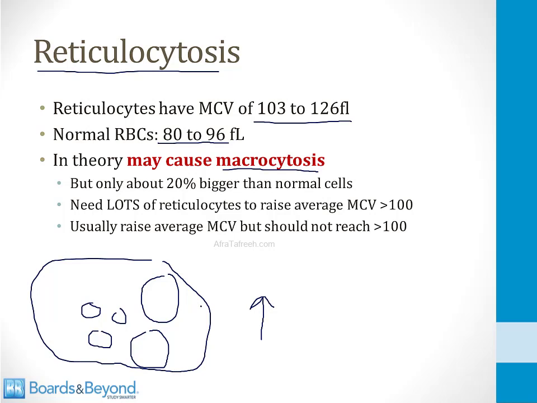Now, you should be aware that many experts doubt that this ever actually occurs in clinical practice. The reason is because reticulocytes are only about 20% bigger than normal cells, so if you do the math, you would need lots of reticulocytes to raise the average MCV to greater than 100. What actually happens in clinical practice is that the reticulocytes raise the average MCV slightly, but they don't raise it so much that it becomes greater than 100 and gives the appearance of a macrocytic anemia. But nevertheless, reticulocytosis is listed in many textbooks as a cause of a macrocytic anemia. And that concludes our module on other anemias.